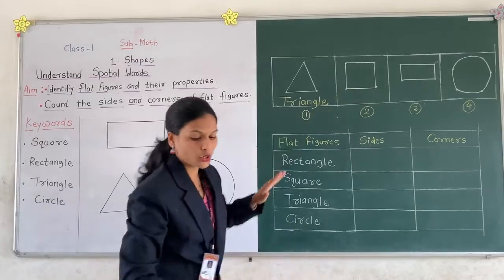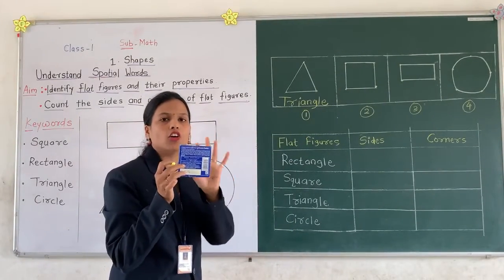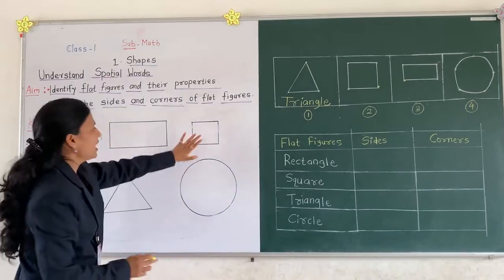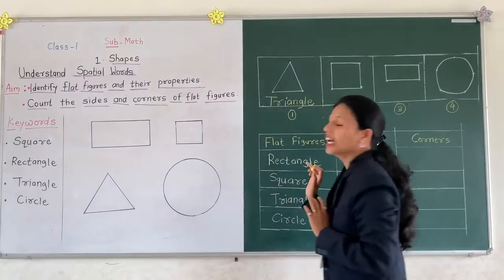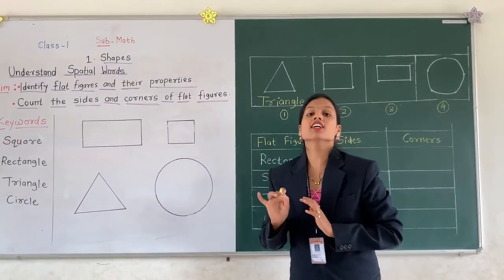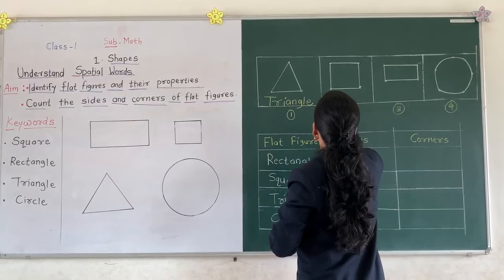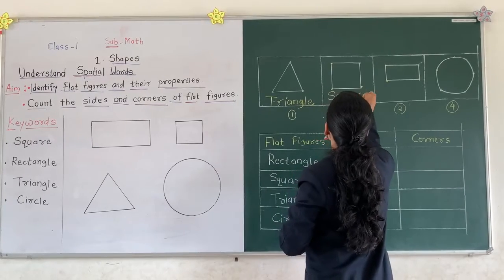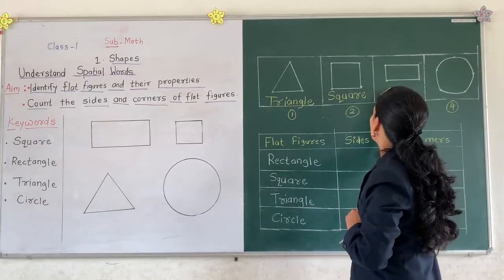Okay students, now see the second shape. When you trace the outline of the box like this, what is the name of the shape? The name of the shape is square. Repeat after me, students. What is the name of the shape? Square.